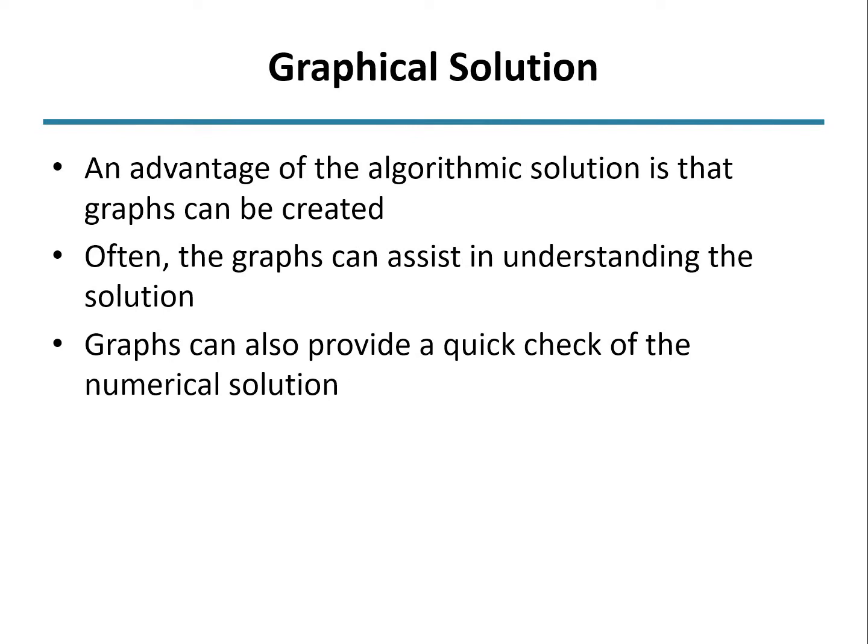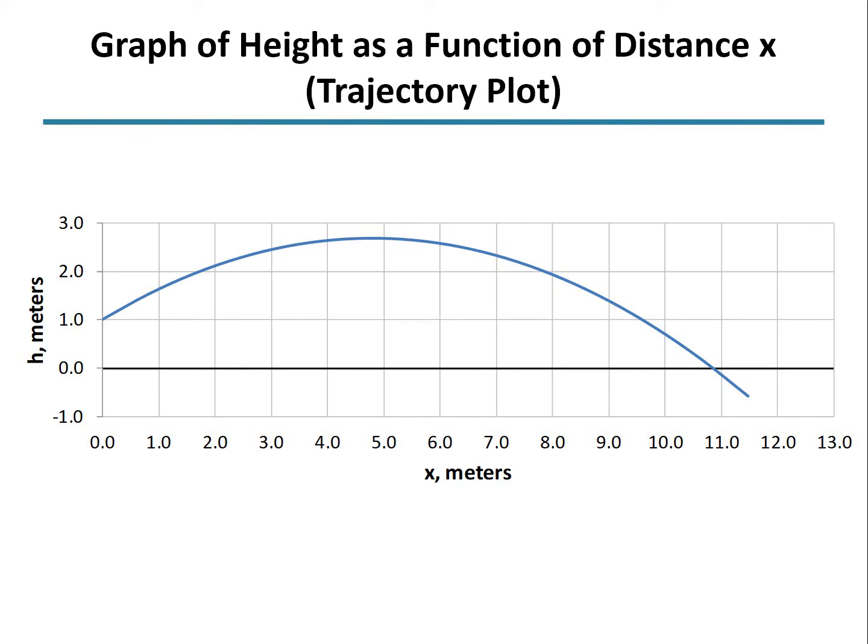An advantage of algorithmic solution is that you can make a graph. And so understanding the solution or communicating the solution can often be helped out with a good graph. And also you can check your numerical solution. And in fact, you can check your analytic solution as well by creating a graph. So here's one where we looked at the projectile problem and we plotted height as a function of x. In other words, this is what the trajectory of that projectile looks like. And again, it gives you information that you can visualize more so than just a table of numbers.